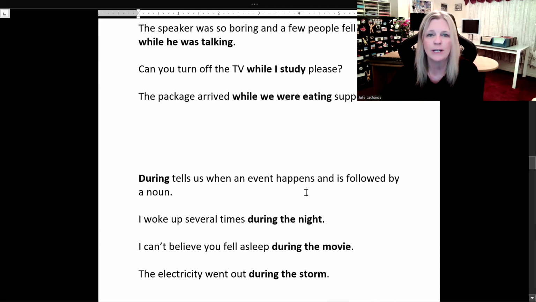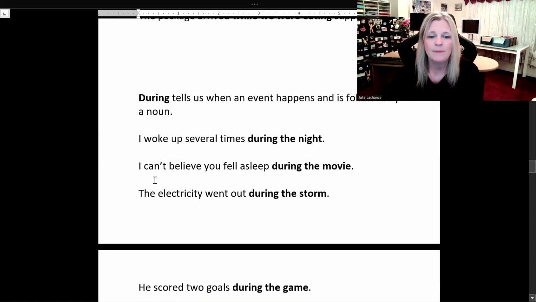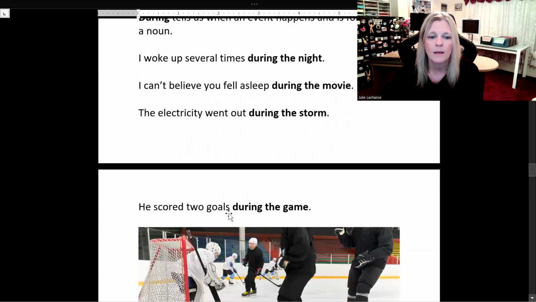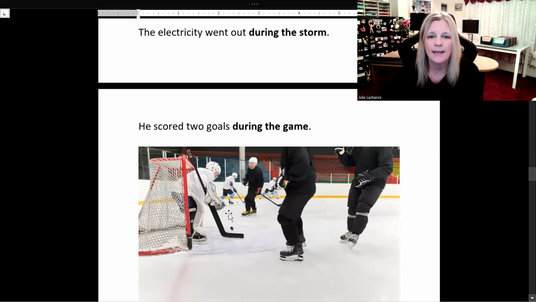Okay, so now we're going to look at during. During tells us when an event happens and is followed by a noun. I woke up several times during the night. I can't believe you fell asleep during the movie. The electricity went out during the storm. He scored 2 goals during the game.